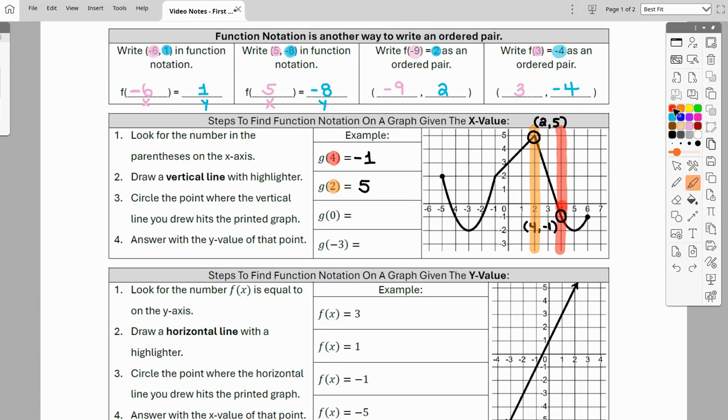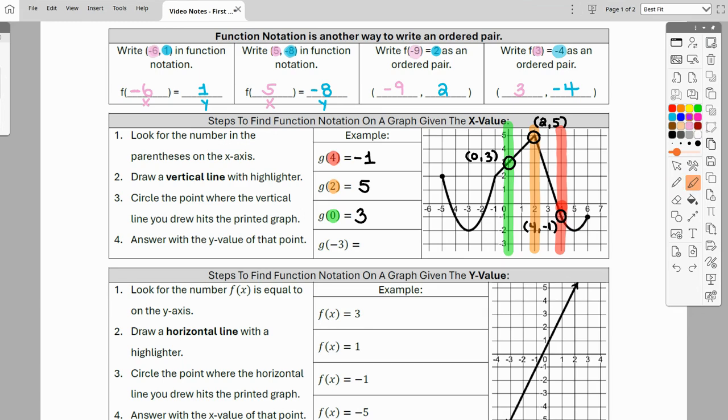Next input x value I have is g of 0. So that's going to be the x value I'm looking for on the x-axis. That highlights this y-axis here. And I circle where that point meets my highlighting and printed graph. I'm going to name that point 0, 3. And I answer with the output y value of that point, which is 3.